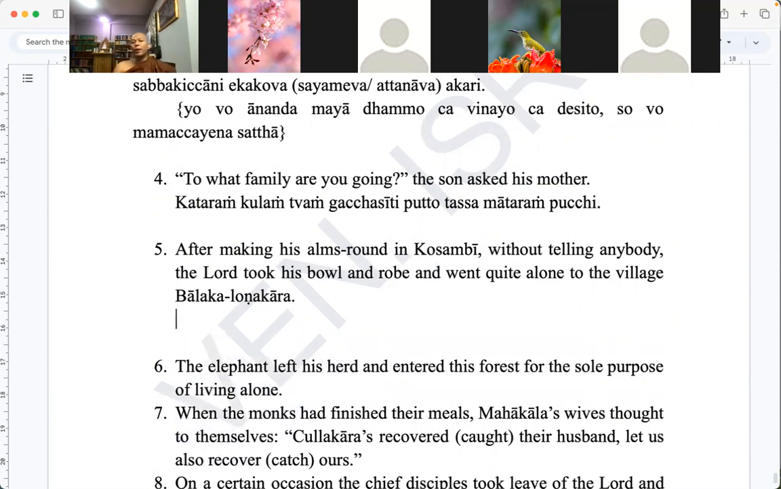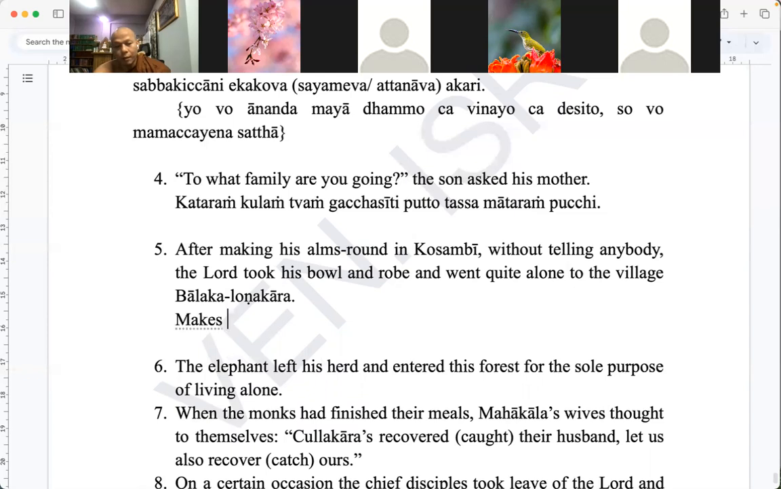So after making his arms round in Gosambi, after making his arms round in Gosambi, you see here after verb ing, that is gerund, right? So we already learned gerund. So gerund verb in Pali, so 3 ways can be translated into English. So having verb ed, en, and verb n, and here after verb ing. So okay, that is gerund. We know that.